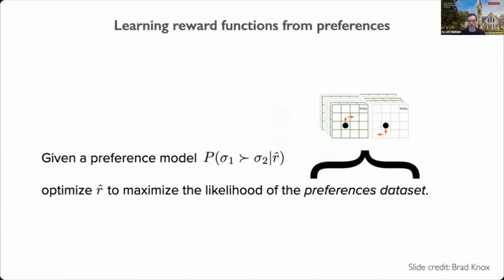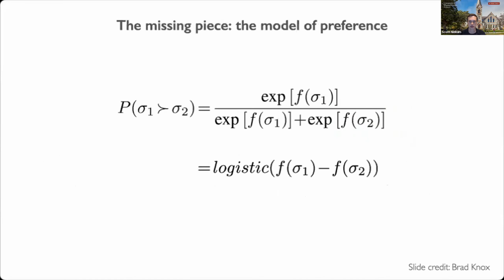And what you then try to do is, given some model that you believe is the generating process that, given a reward function, would cause the preferences to be generated, optimize some reward function to maximize the likelihood of having seen the preference data set that you saw. And of course, the missing piece of this is, what's the model of preference?